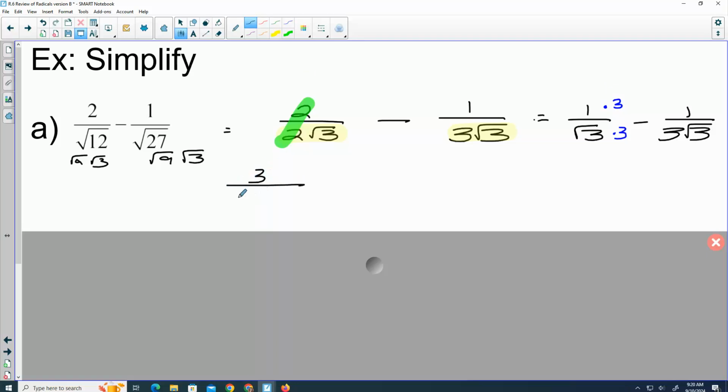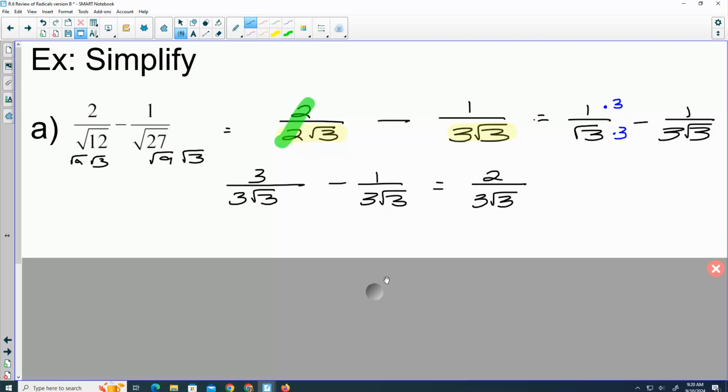So that's 3 over 3 radical 3 minus 1 over 3 radical 3. Now do the bottoms match? So now put them together. 3 minus 1 is 2 over 3 radical 3. Is that okay for my final answer?